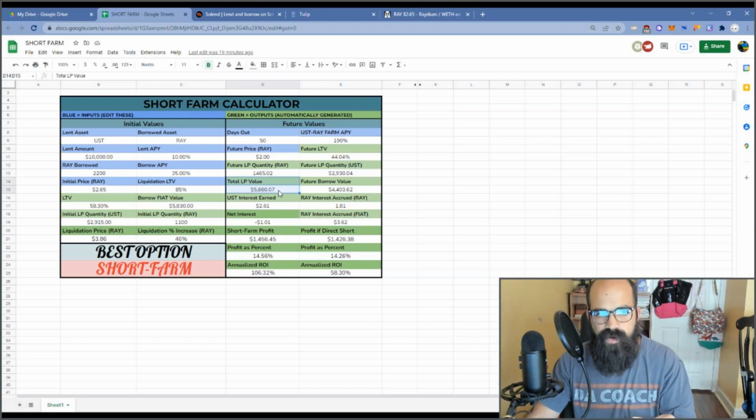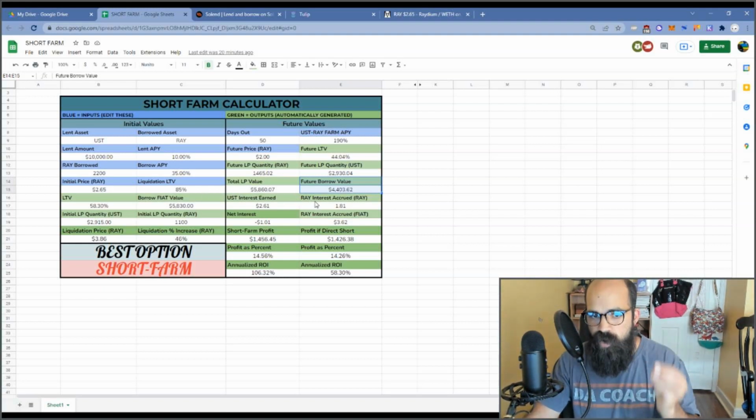So remember we borrowed 3830, we put it into a farm. That farm is now worth 5860. Future borrow value, however, this is important. The future borrow value is 4403. That's what we have to pay back, right? We have to pay back 4403 because we borrowed 2200 Ray. Now we have to pay back, I guess, 2,203 Ray, because that's how much the interest has accrued. So we have to pay back $4,403 worth of Radium. So we have to pay back less.